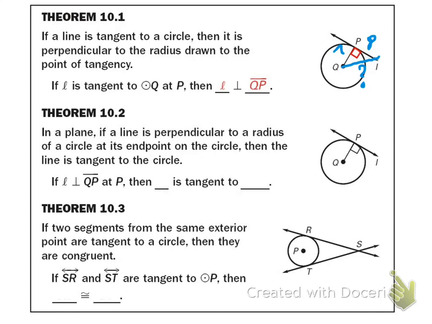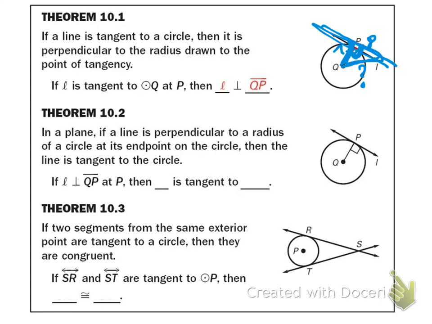The thing is, they are not going to draw the right angle for you. They're going to expect you to know that if this line is tangent to the circle and the radius is drawn to the point of tangency, there is a right angle here. And since you know there's a right angle there, this forms a right triangle and you can use the Pythagorean theorem. So you will need the Pythagorean theorem in tonight's homework.